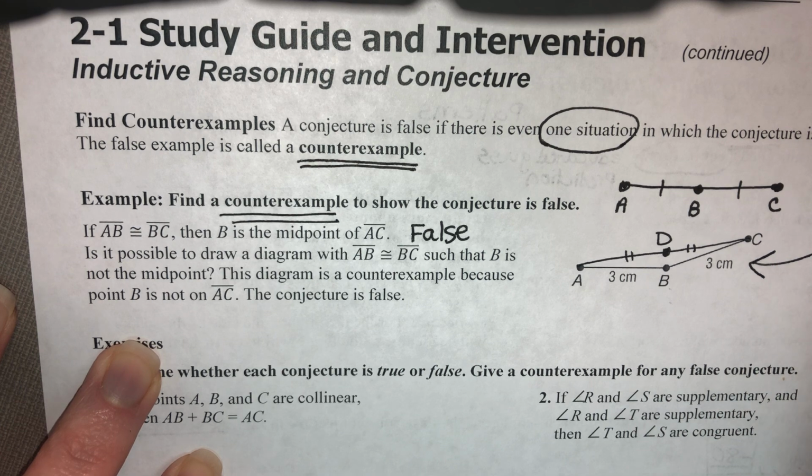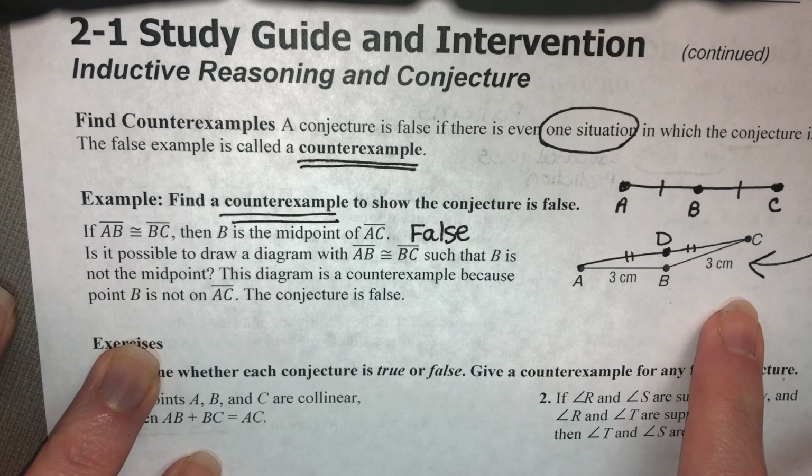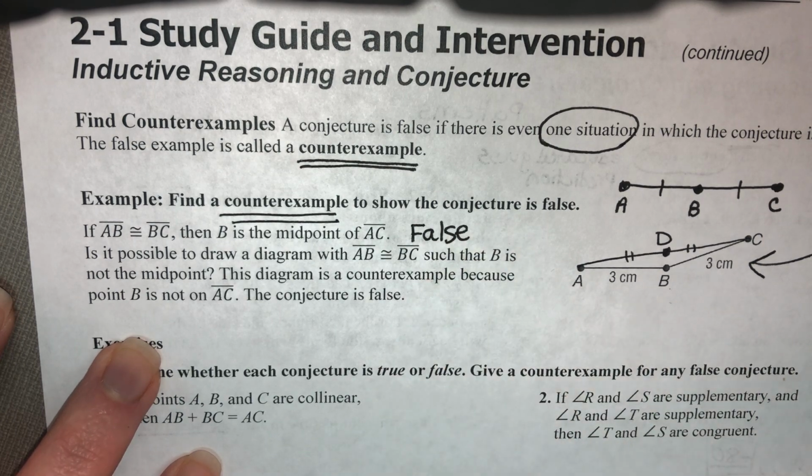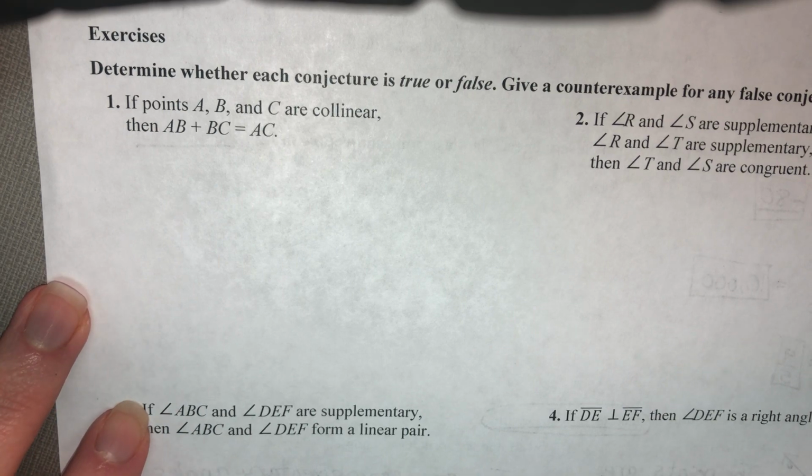So there's a way that you can draw it where it's true, but if there's even one way that you can draw it where this statement is no longer true, then we say this has to be a false statement. So let's take a look at these down here.